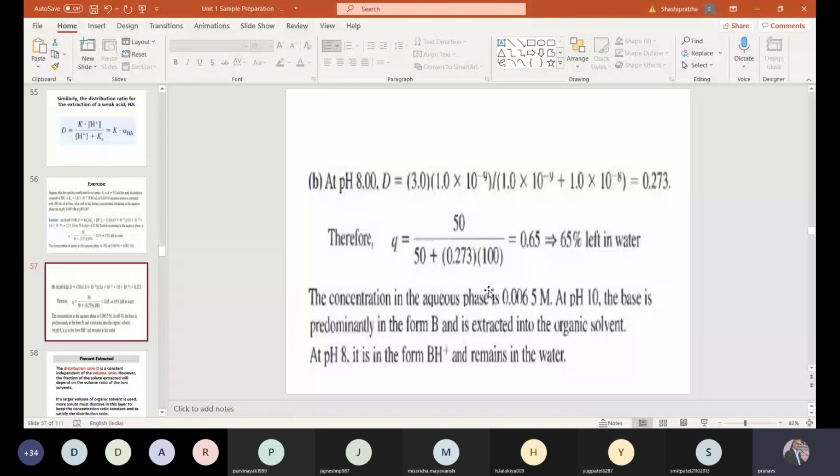So this problem was essentially meant to explain that for a weak base, to have maximum extraction, it is important to have a more alkaline or higher pH. 10, 11, 12, this should be the pH, so that there are very few chances of that base getting protonated or ionized, and it will remain essentially unionized at higher pH.